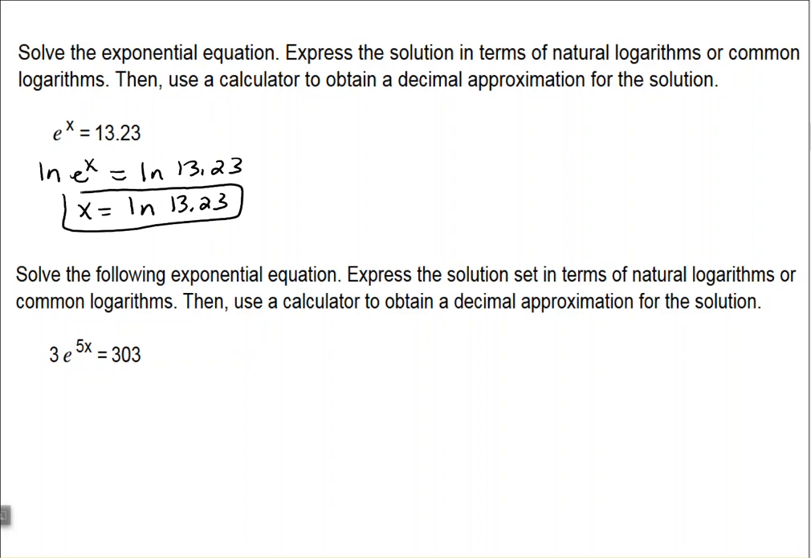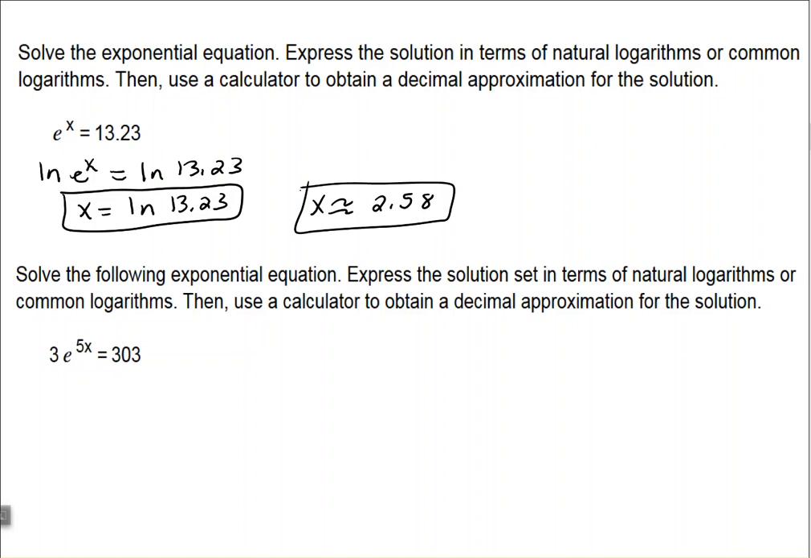Now, this is called an exact answer. However, it also asks for me to find the decimal approximation. So using your calculator to find the natural log of 13.23, we get the approximation of about 2.58. So keep in mind the difference between an exact answer and a decimal approximation.